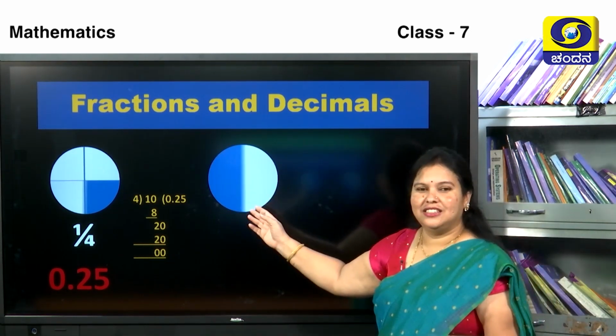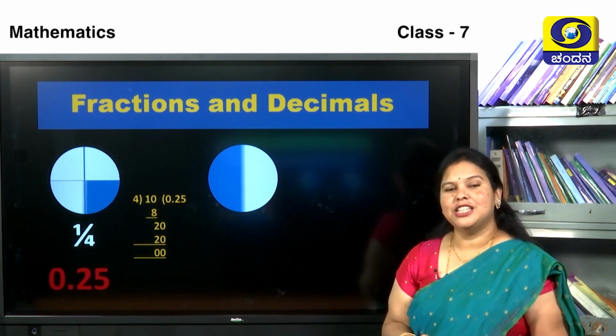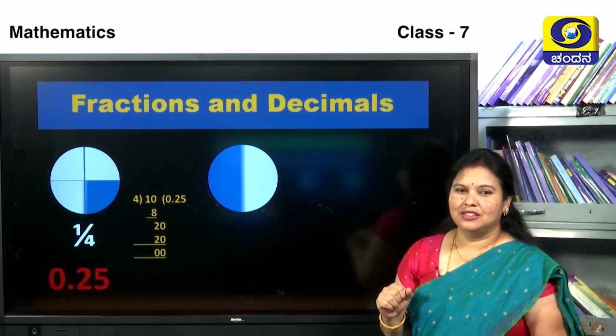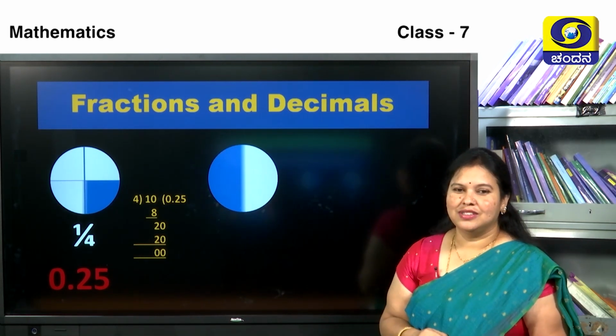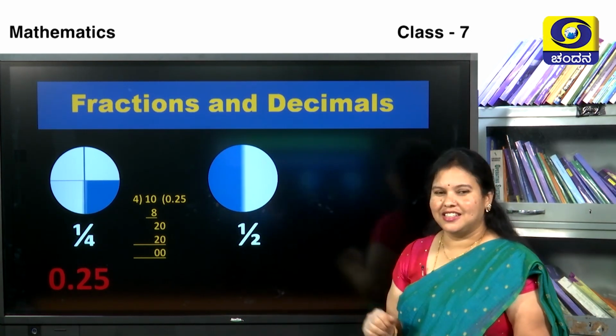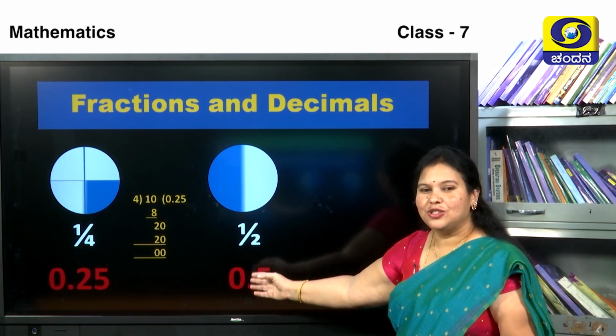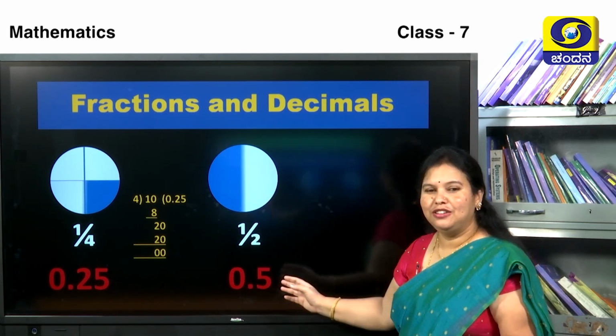In the next circle, here it is also shaded by blue. How can we express it in decimal form? Try to write it in your book. Yes, if you have written 1 by 2 in fraction, that is correct. So, it can be further simplified like this. So, 1 by 2 means 0.5.